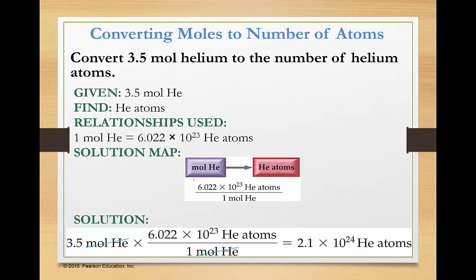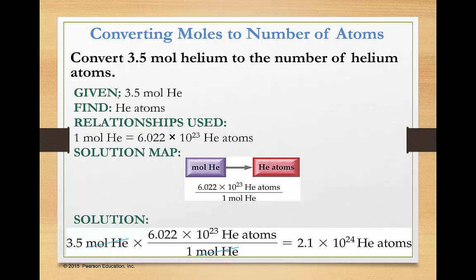All right, so let's look at an example of that. Let's say that I have 3.5 moles of helium. Okay, so remember, a mole is just a counting number. I could say convert 3.5 dozen helium atoms. So I have 3.5 moles of helium atoms. I want to know how many individual helium atoms I have in that sample.